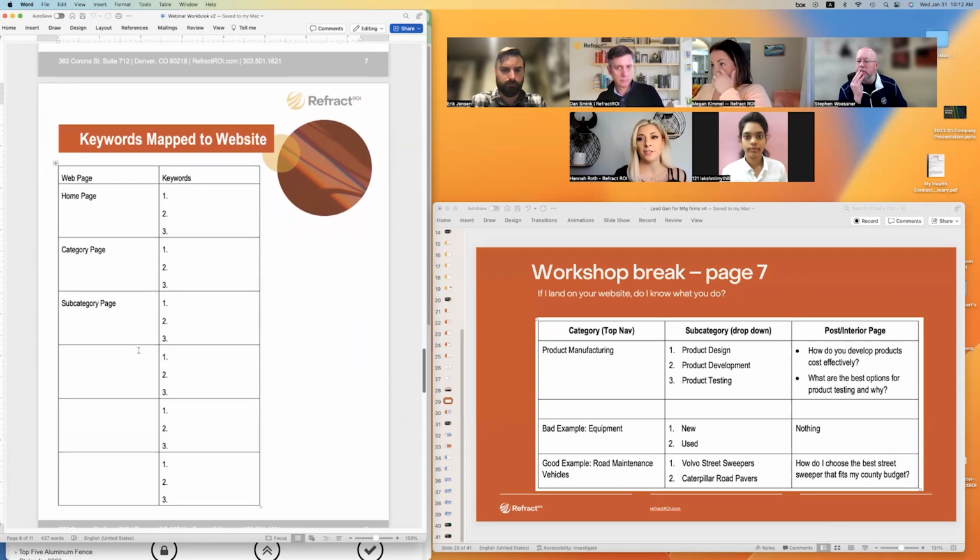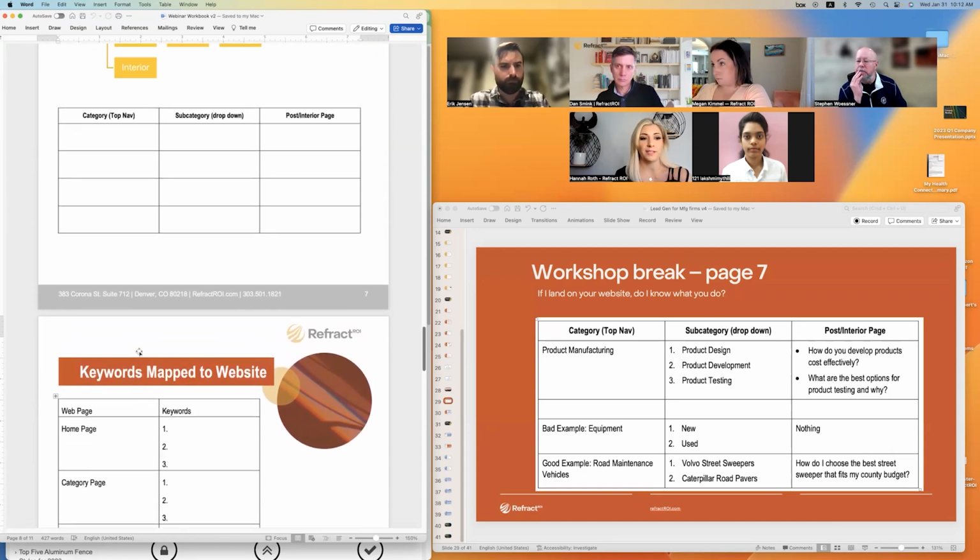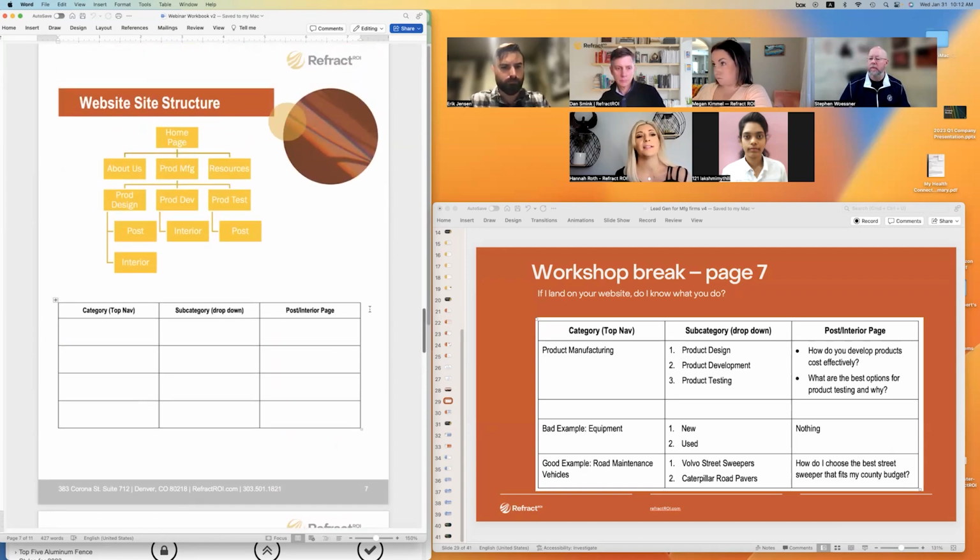Guys, this is a good opportunity too to audit your own website. So we've looked at a few competitors' websites at this point. We've mapped out some keywords. We're talking about site structure. So go to your website, see how it can be improved. We have about a minute left.